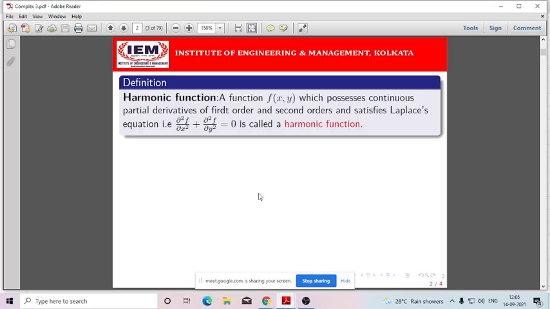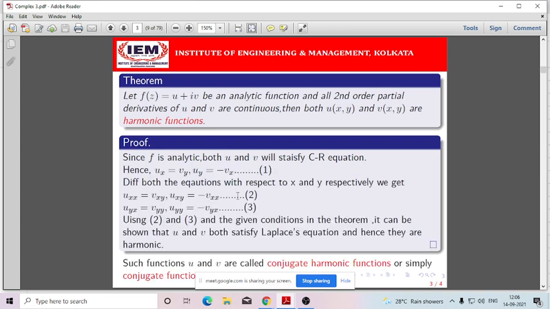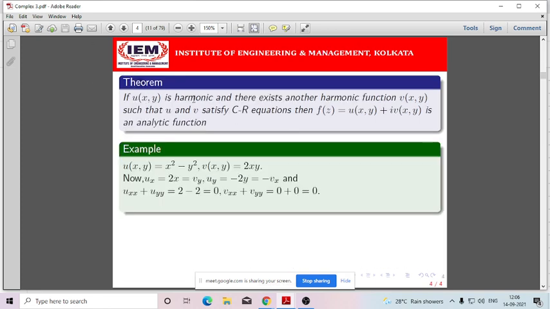I am showing it in the PPT. This is the condition for a function to be harmonic. I will be sharing this in the Google Classroom. Here f(x,y) is this. The theorem that I have discussed: if f(z) equals u plus iv is an analytic function and all second order partial derivatives are continuous, then both u and v are harmonic functions of x and y. The proof is here. Then the converse: if u is harmonic, then there exists another harmonic function v(x,y) such that u and v satisfy the Cauchy-Riemann equations. Then f(z), constructed by combining u and v in the form u plus iv, is an analytic function. An example is given.